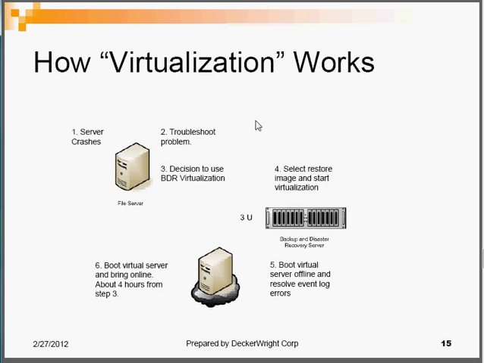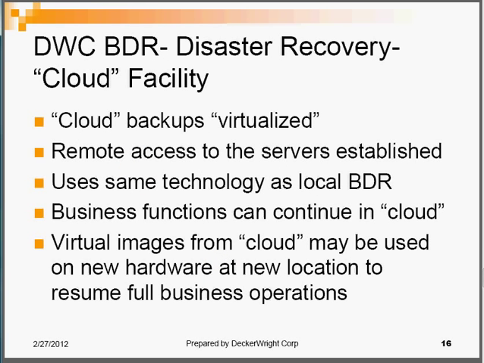In the event of a facility failure, we go to the cloud and we can virtualize the servers in the cloud. So in essence, we can recreate your network in our data center on the West Coast. We use the same basic technology as we use on the local BDR, and we can set up, again, a virtual cloud network for the customer.